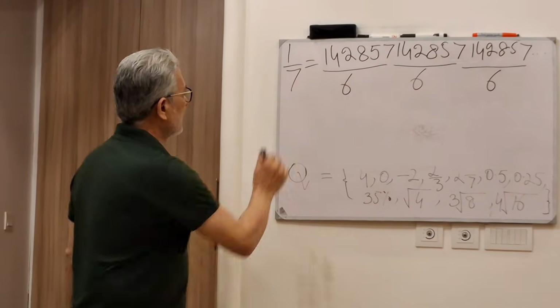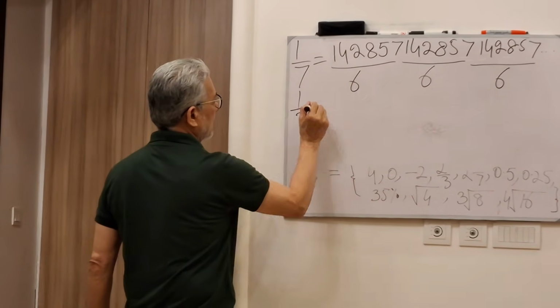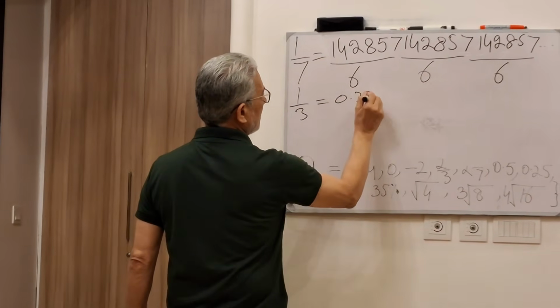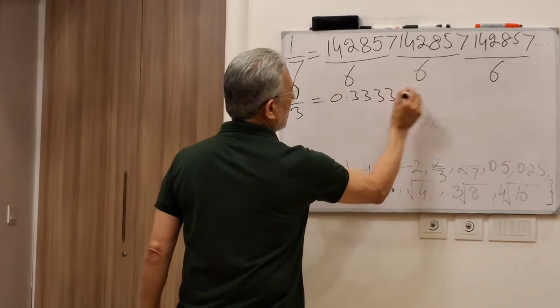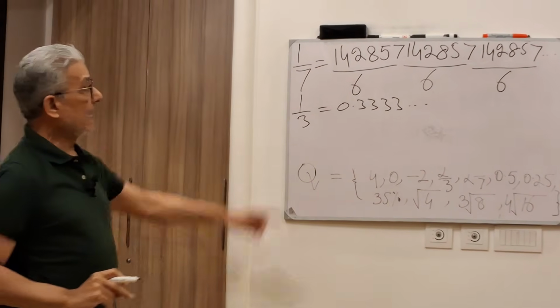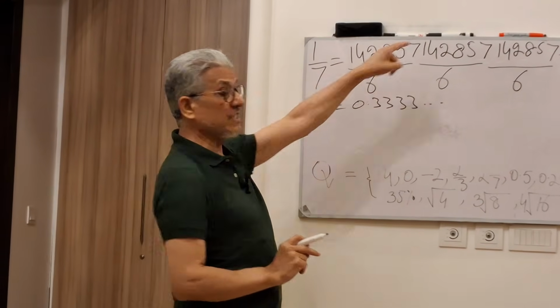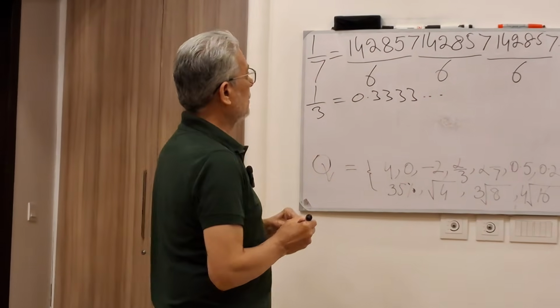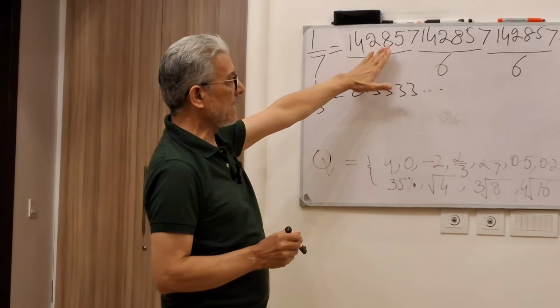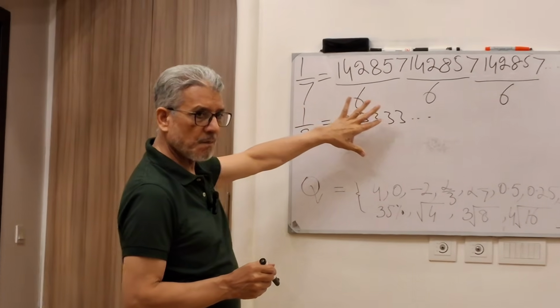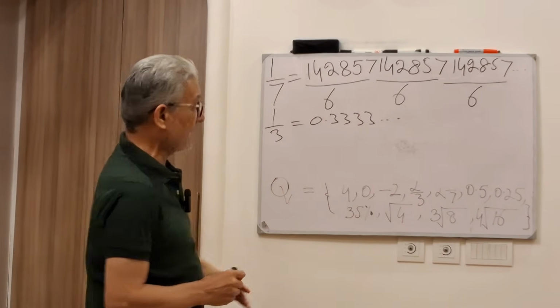In case of 1/3, it was only 1. 0.3333. Only one digit was repeating. Here, 6 digits are repeating. So this is also a rational number because it can be converted into fraction.